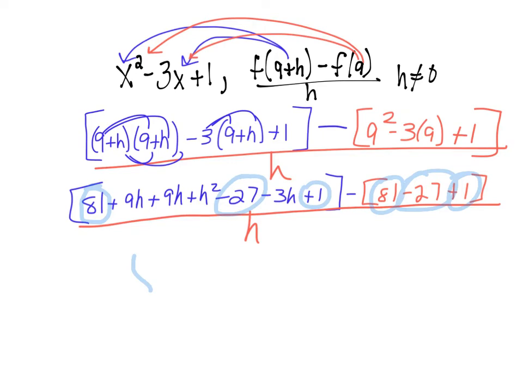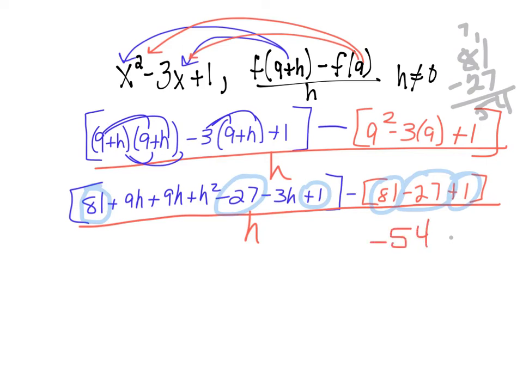But if I simplify this in the red, what's 81 minus 27? 54. Okay, plus 1 is 55. My bad, thank you. Okay, so in red, over here, I have minus 55.